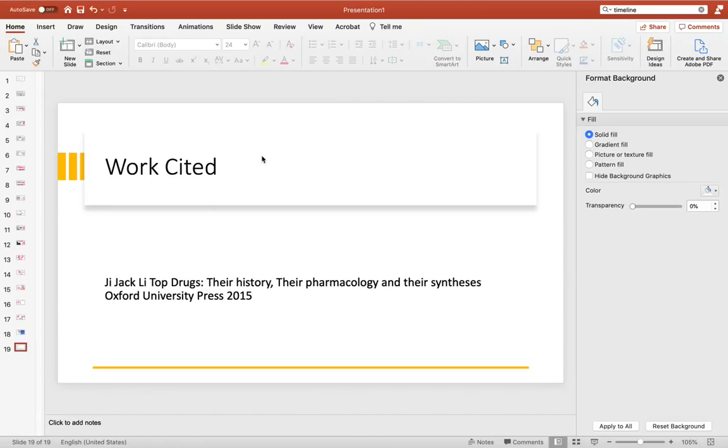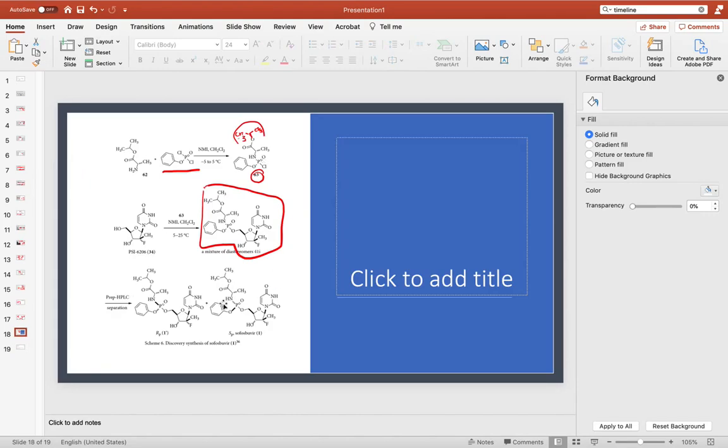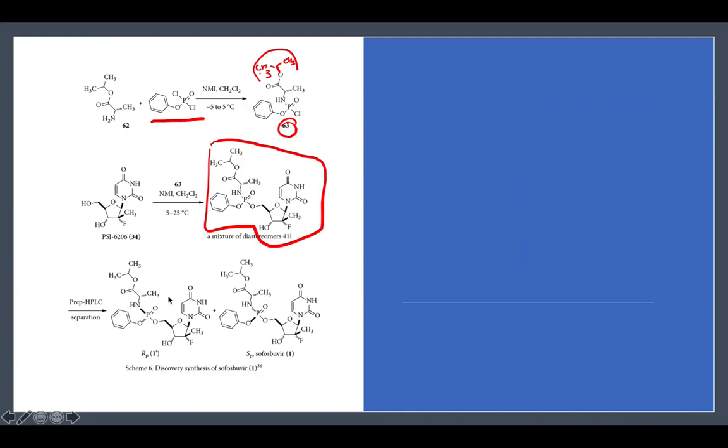Let me quickly go back and finish that slide here. To separate those diastereomers, okay? Now, so this is the story of Sofosbuvir. So some of the questions that I will ask you on an exam would be, for instance, how are you able to separate the diastereomers of Sofosbuvir? How do you resolve this mixture here?